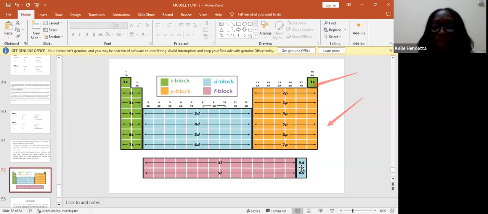There's no big thing about it, just talking about division of these elements into blocks based on the orbital where you find the outermost electron, which is also known as the valence electron. So that is that. With that, we have come to the end of Module 1, Unit 3.